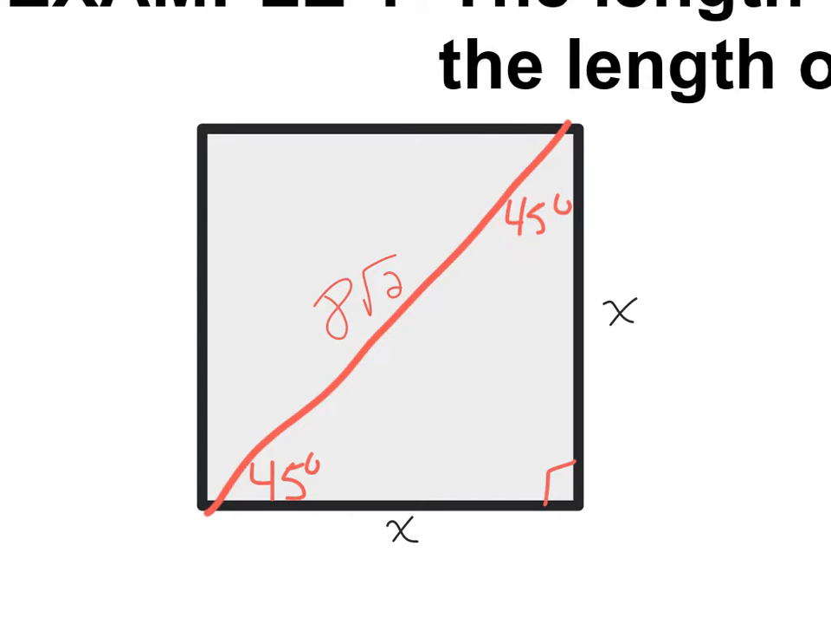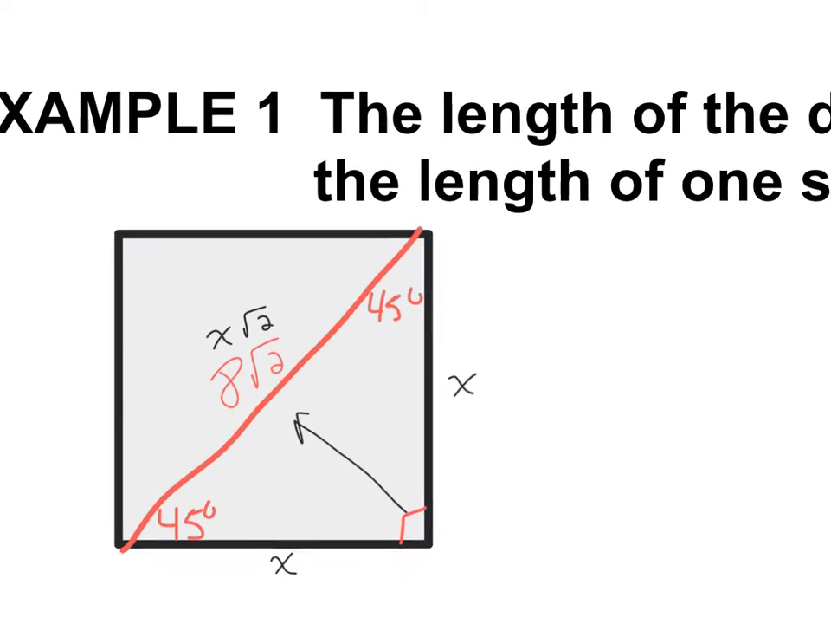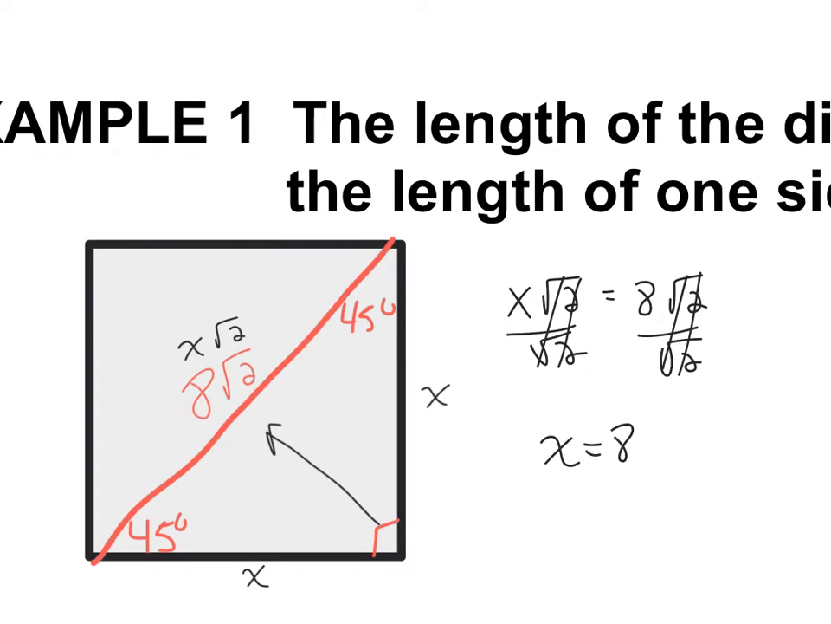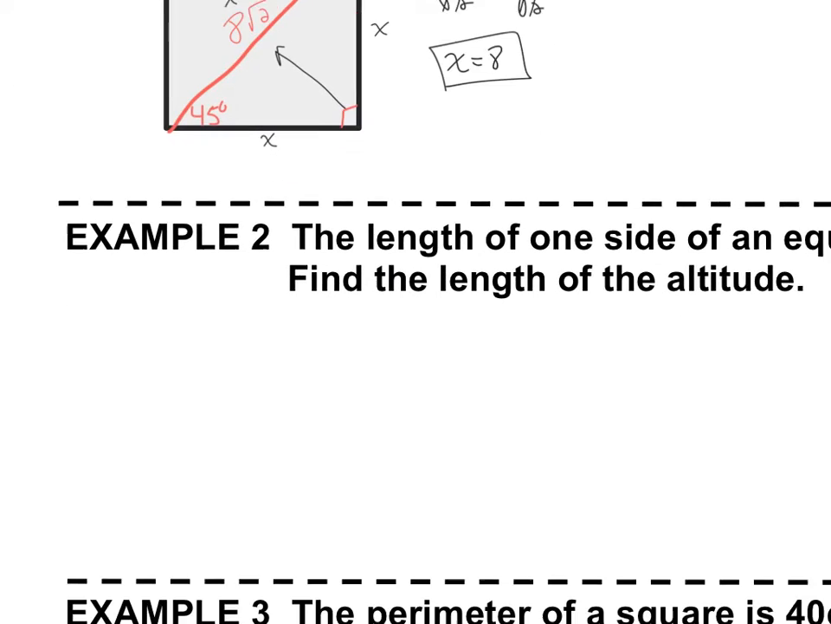So I know that the side that they gave us, the diagonal, is across from the 90-degree angle, so it's the x square roots of 2 side. So this is actually pretty easy. I know that x square roots of 2 equals 8 square roots of 2. I can divide both sides by the square root of 2, and they both cancel out on each side. So I end up with x equals 8. So a pretty straightforward one there. Let's go down to the next one.